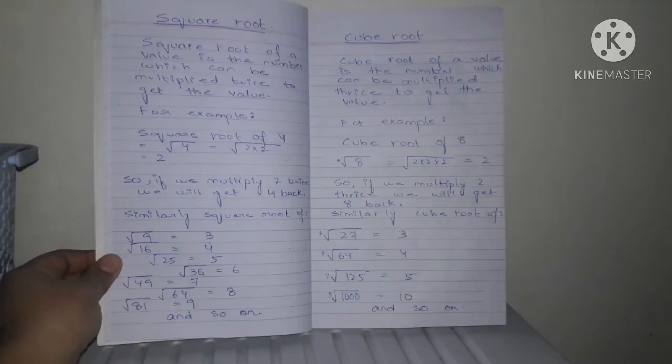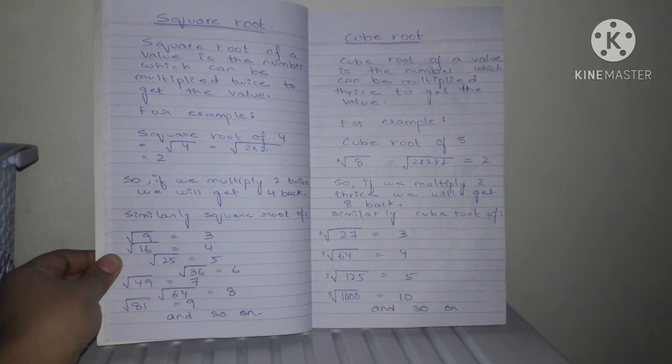Okay, so the next thing is to find out the square root. Square root is just the opposite of square. Like, for example, like I've showed you, square root of 4 is 2. So square root of any number, any value, will be the number which can be multiplied by itself to get back the value. For example, I have shown you square root of 9 is 3. So if you multiply 3 into 3, you get 9 back. So square root will be the number which will be multiplied with itself to get the value back. For example, square root of 16 is 4. So 4 into 4 is 16. That means our answer is right.